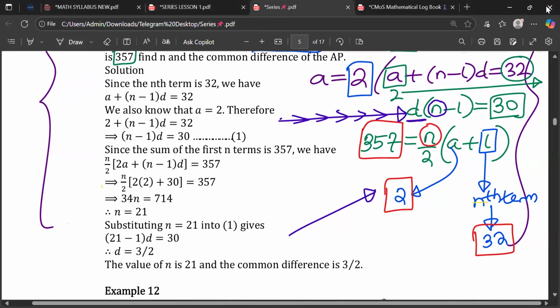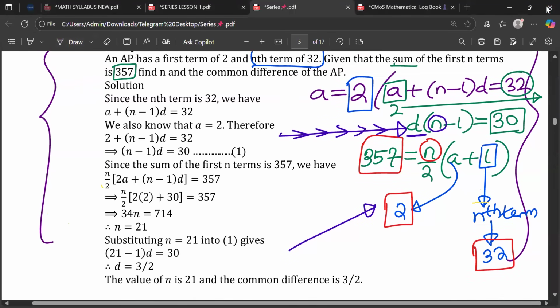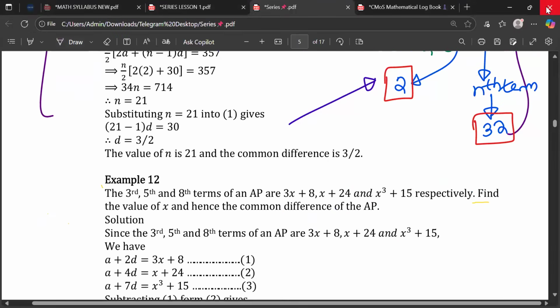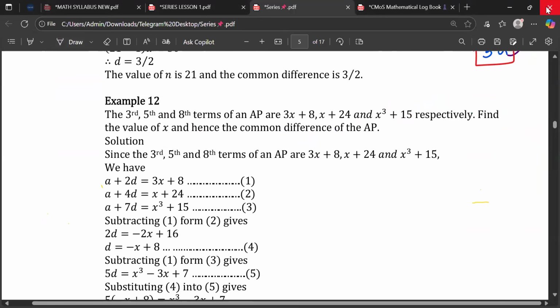Someone may be like, why are you really concentrating on n and d? The question said find the n and the common difference, but we all know common difference is d. Do I have the 5 people who can get the value of d? Yes. So people, these series are not hard, but you're supposed to practice these things.